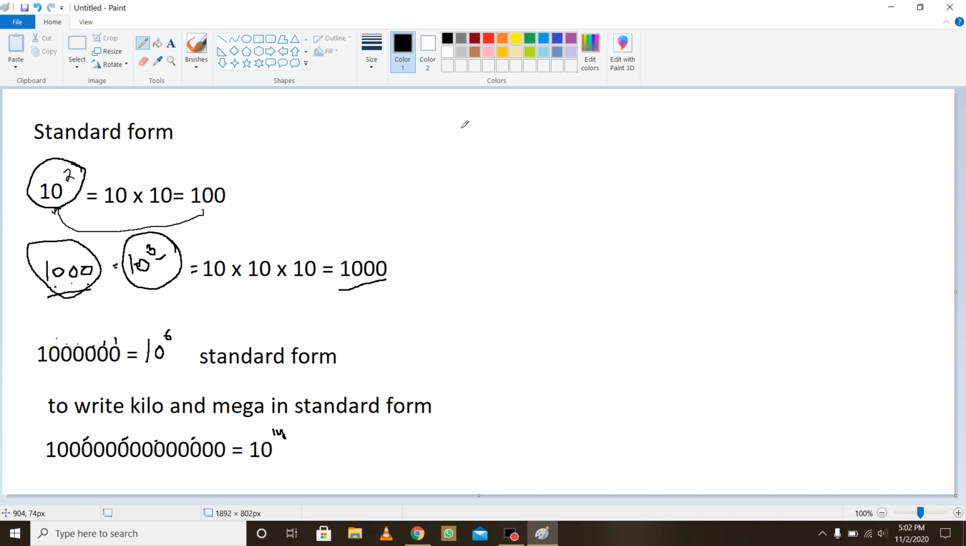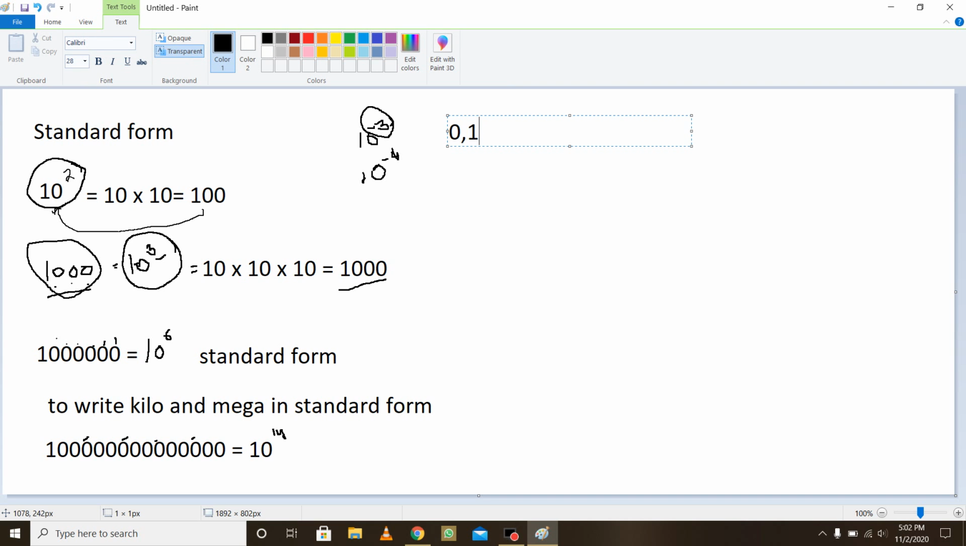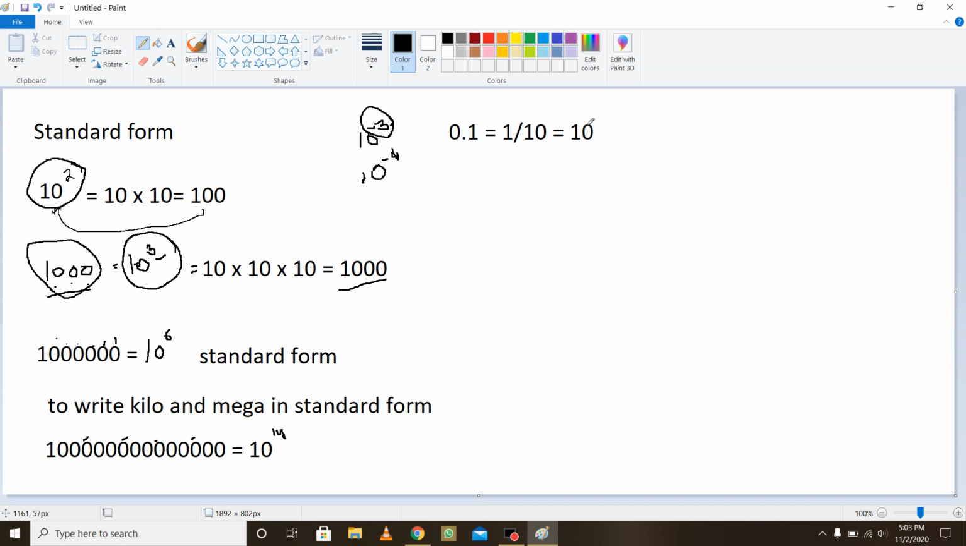Okay, you may have also seen numbers like 10 raised to the power minus 3 or 10 raised to the power minus 4. So what does the minus mean here? Let's talk about this. For example, there is a number 0.1. So 0.1 is equal to 1 divided by 10. If we divide 1 by 10, we get 0.1. Or in other words, we can write it as 10 raised to the power minus 1. 0.1 would be equal to 10 raised to the power minus 1.